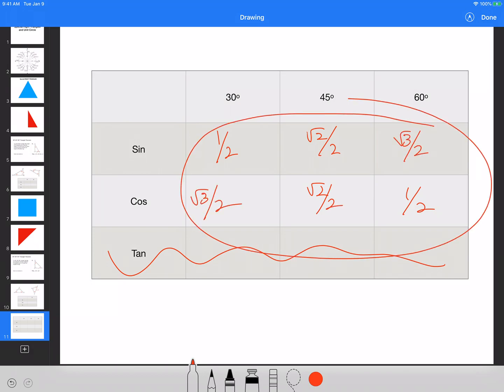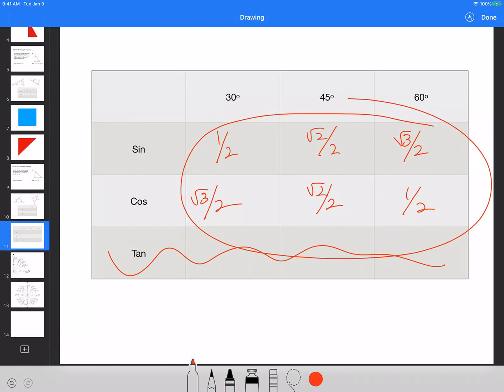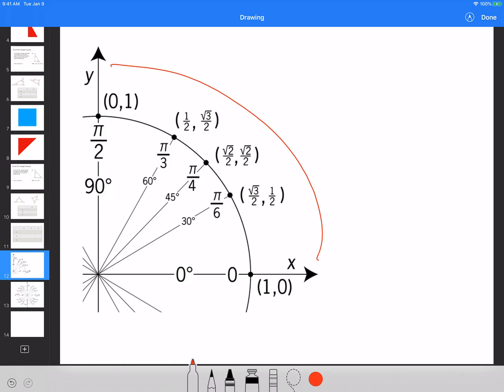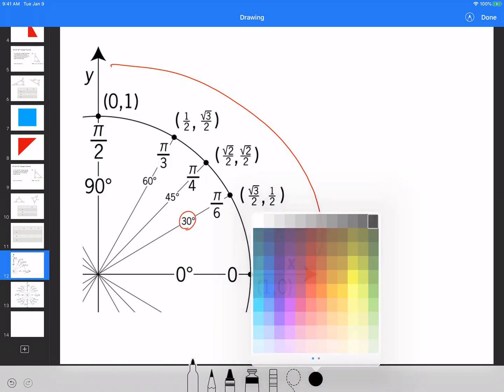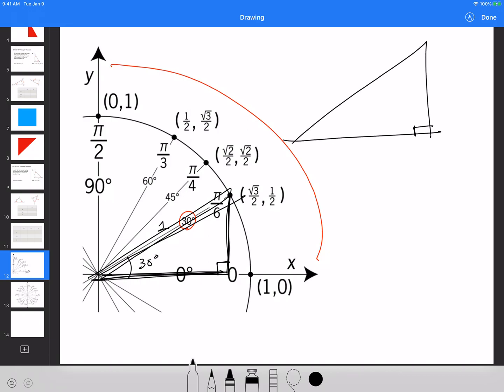All of these values that you have turn out to be the exact same values here. Take a look at the 30 degrees. It's a unit circle, so I told you before that the length is going to be 1. If you draw a line straight down, what you basically end up with is a right triangle with 30 degrees that looks like this, which we have been dealing with so far.